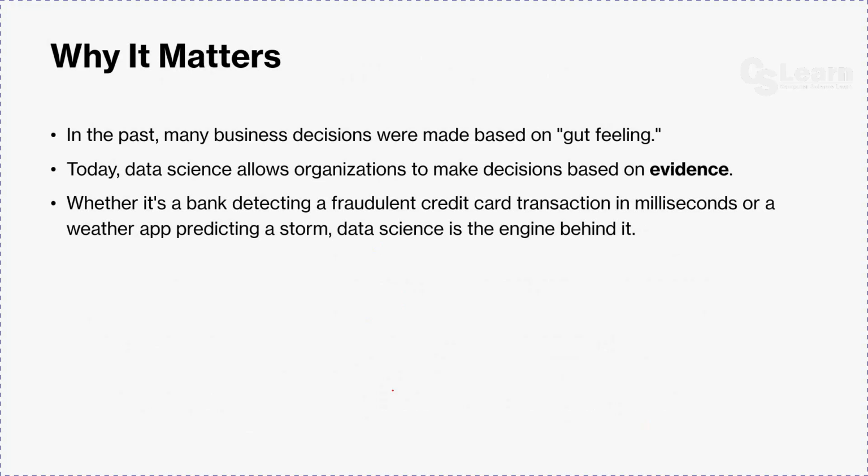So why does data science matter? In the past, many business decisions were made based on gut feeling. Today, data science allows organizations to make decisions based on evidence. Whether it's a bank detecting fraudulent credit card transactions in milliseconds, or a weather application predicting a storm, data science is the engine behind it. So that's the reason why data science is a very important matter here.